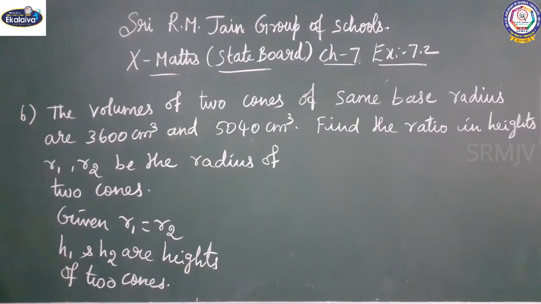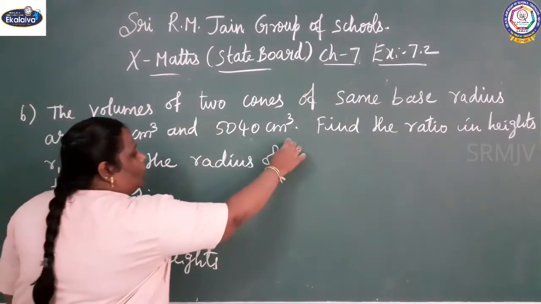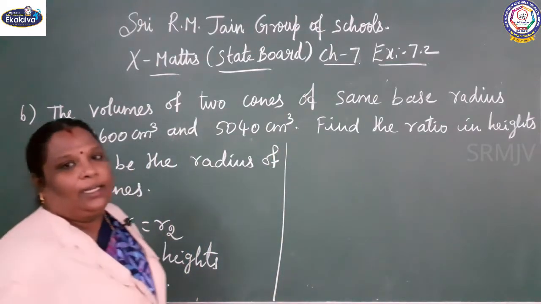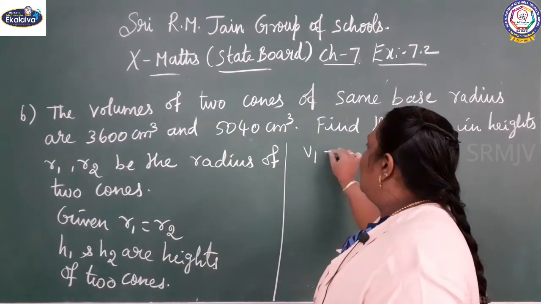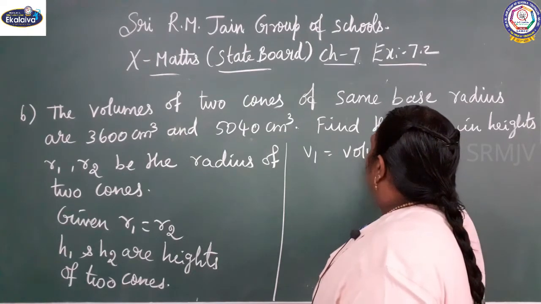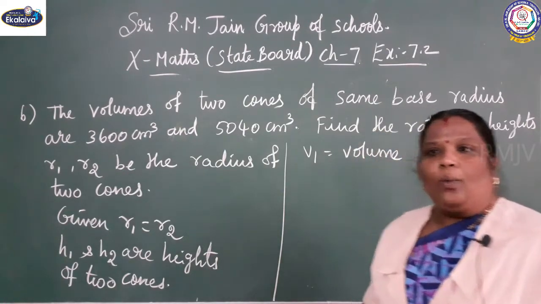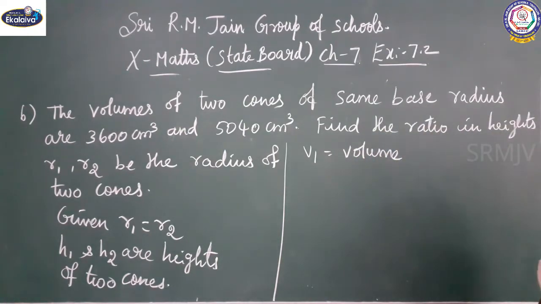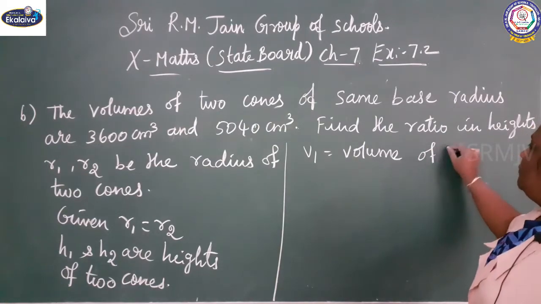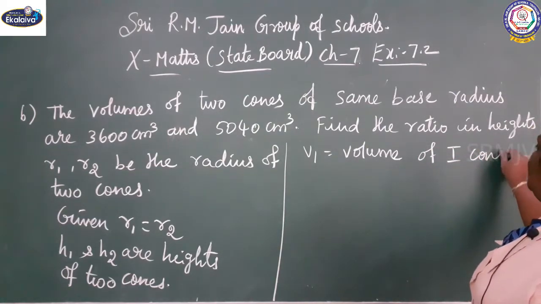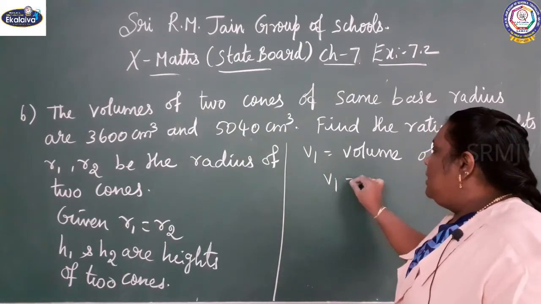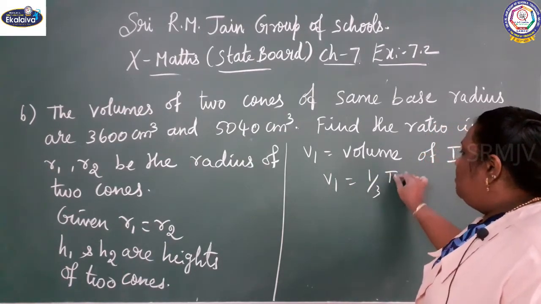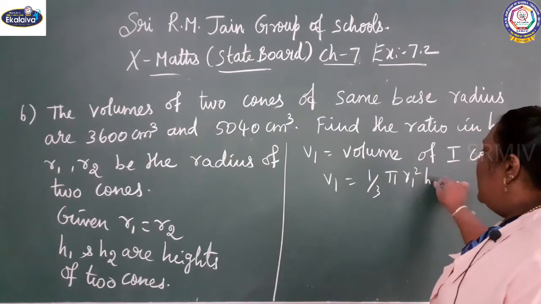Take V1 as the volume of the first cone. V1 equal to the volume of the first cone. What is the formula for the volume of a cone? 1 by 3 pi r square h. So V1 equal to 1 by 3 pi r1 square h1.